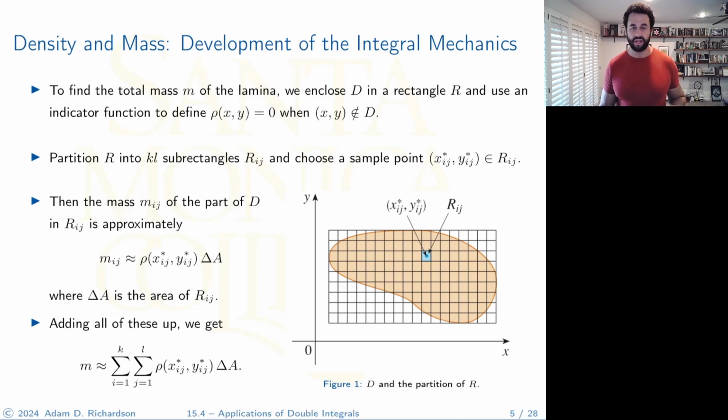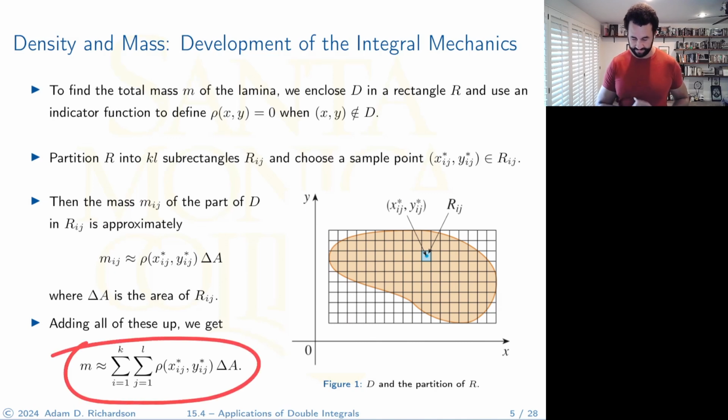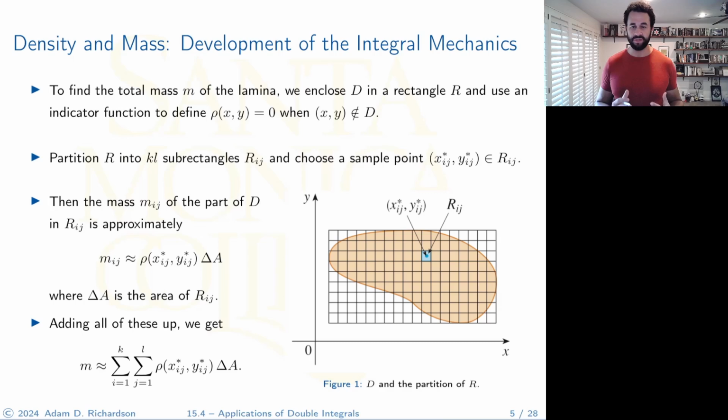So then what we're going to do is we're going to add up all of these values over every single one of these little subrectangles. And when we add them all up, we get an approximation of the total mass of the region D right here. All right, so that's the setup. It should be very familiar.